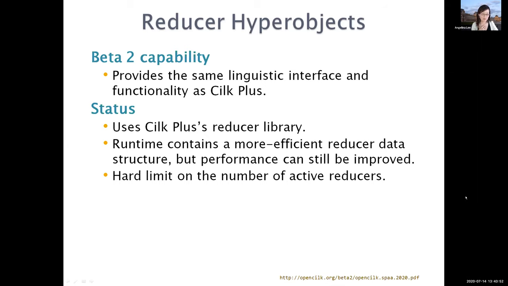We are still doing some performance engineering on it, and currently there's a hard limit, although a pretty high limit, on the number of active reducers you can have in your code. And again, this is a limitation that we hope to remove fairly quickly in the near future. And we have some other ideas as to what kind of feature extensions we want to do, both in the runtime and the reducer, which we'll talk about later during the presentation.